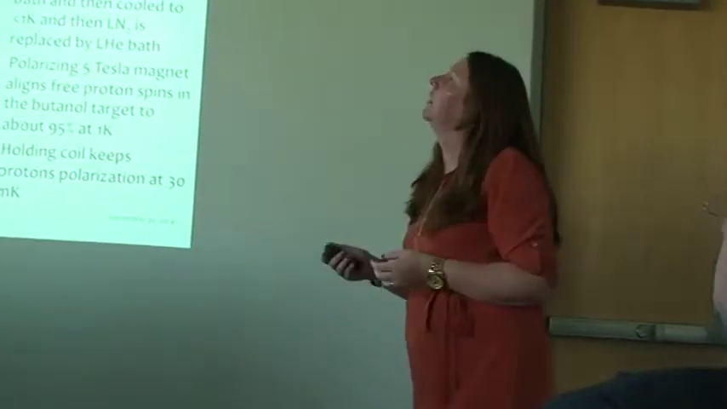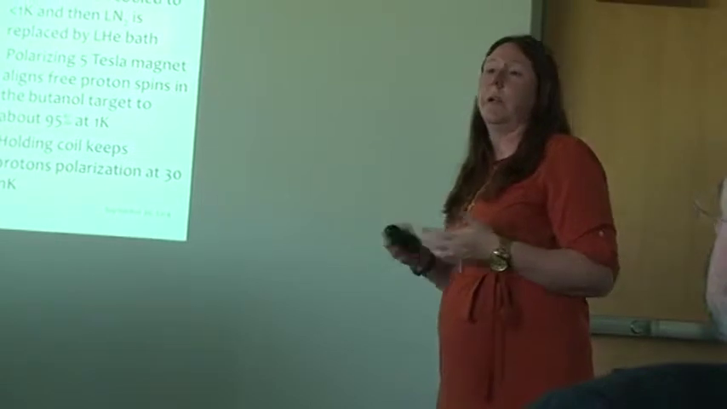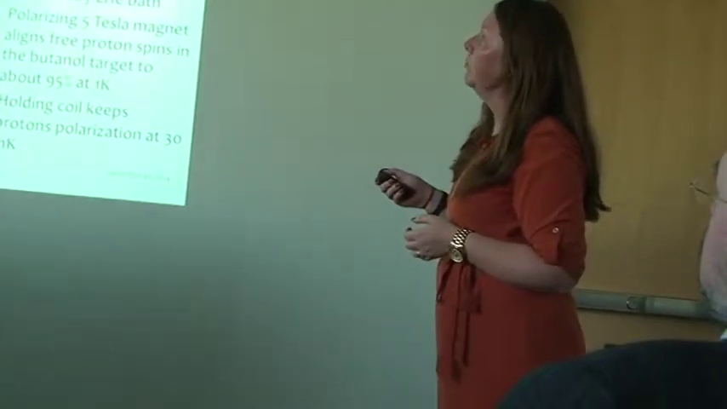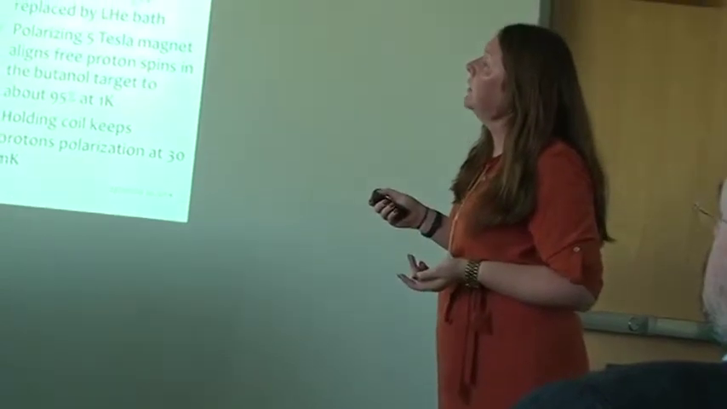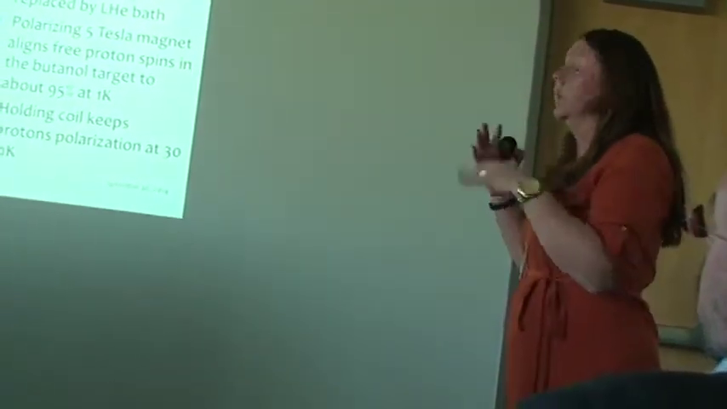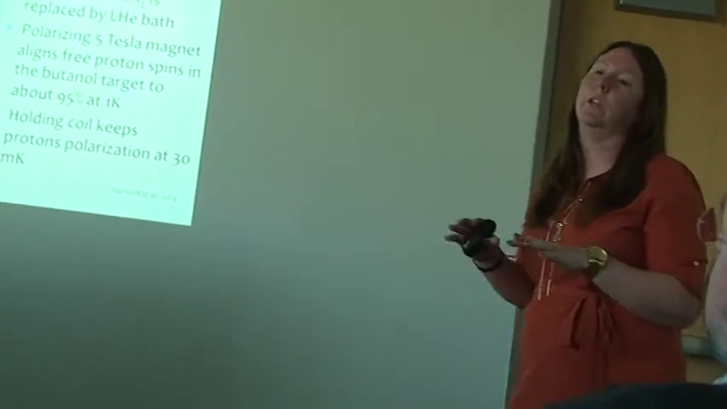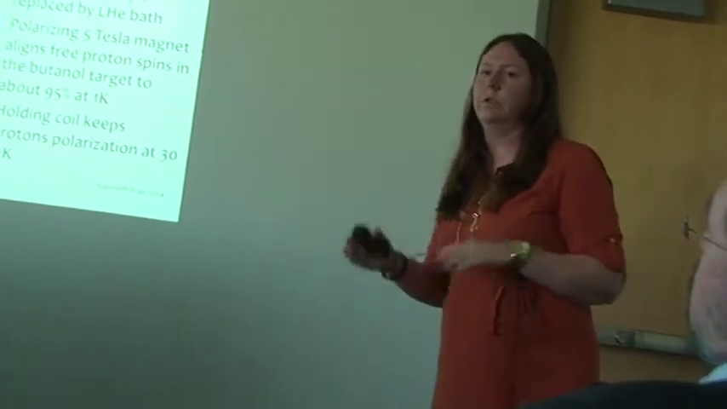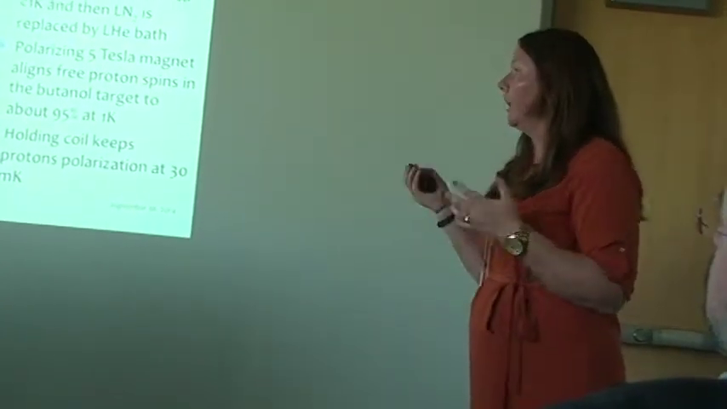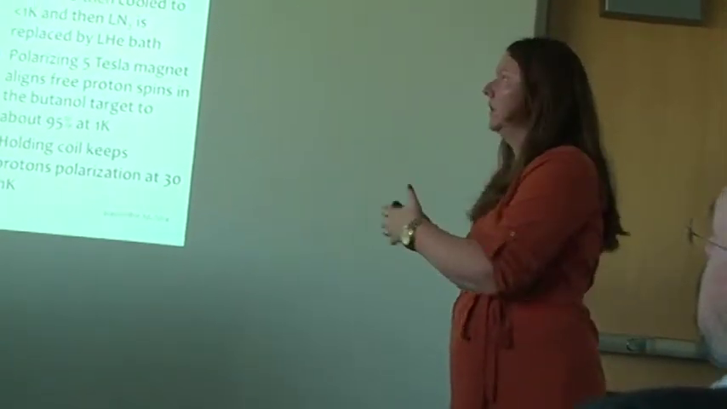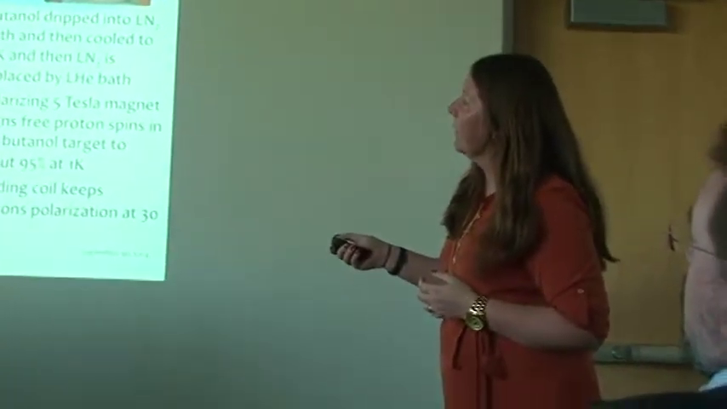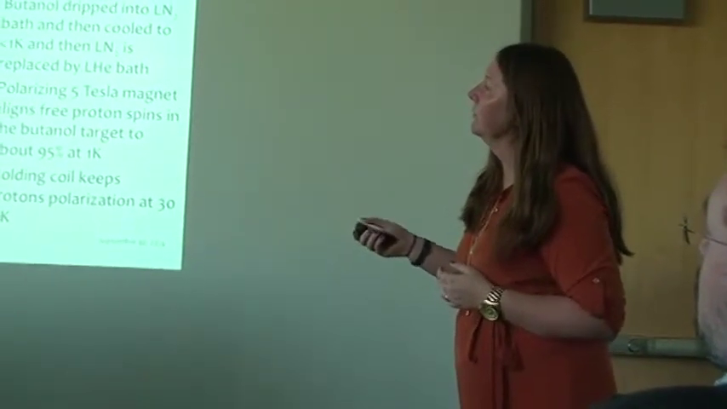So now the target. This FROST experiment had a special target designed for it, and it comprised butanol, which is an alcohol. So it had C4H9OH. The butanol is dripped into a liquid nitrogen bath. It's cooled very low. Then the liquid nitrogen is removed, and then a liquid helium bath is put in. So when it's actually in CLAS, it's got the butanol surrounded by liquid helium. Here in the schematic, the purple is the butanol.